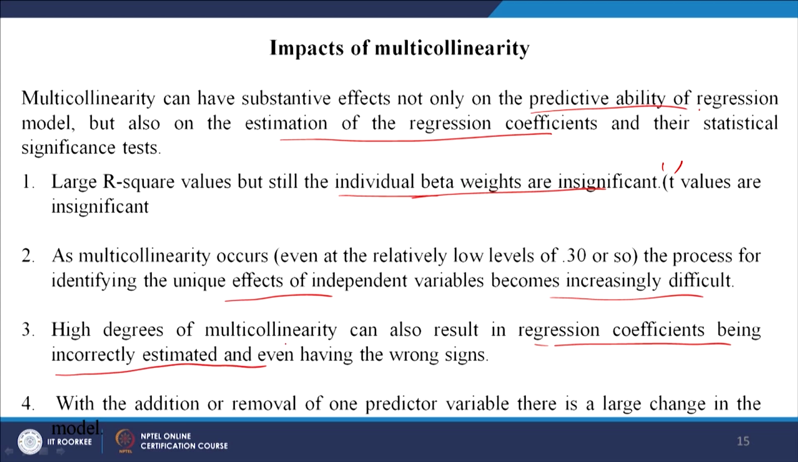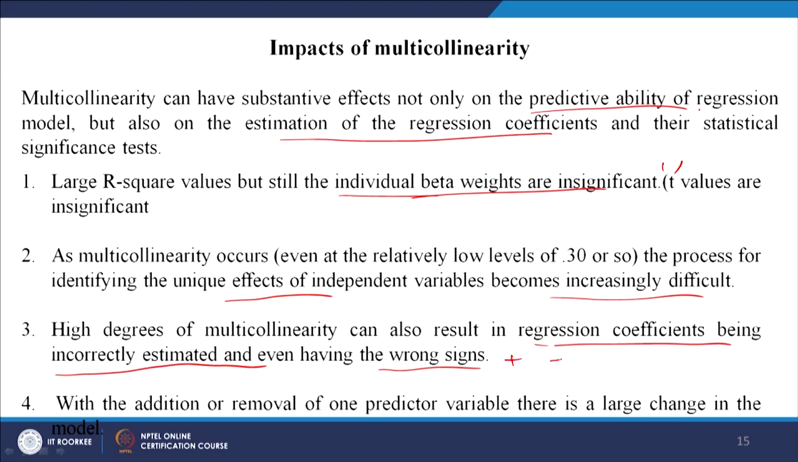Okay. Third, a high degree of multicollinearity can result in regression coefficients being incorrectly estimated and even having the wrong sign. That means, suppose from the correlation matrix you estimate that there is a very positive correlation. So, you expect a positive effect of the independent variable on the dependent variable, but suppose the coefficient instead of coming positive is coming negative, then you can understand that this is because of the presence of multicollinearity, right. You might have seen sometimes suddenly one of your independent variables, its beta coefficient is coming negative, and you are surprised why it is coming negative. Please go back and check whether there is a multicollinearity problem or not, and there is a very high chance that it must be existing. Okay.